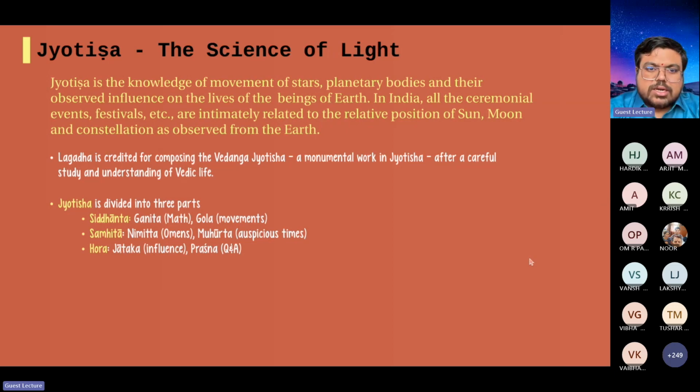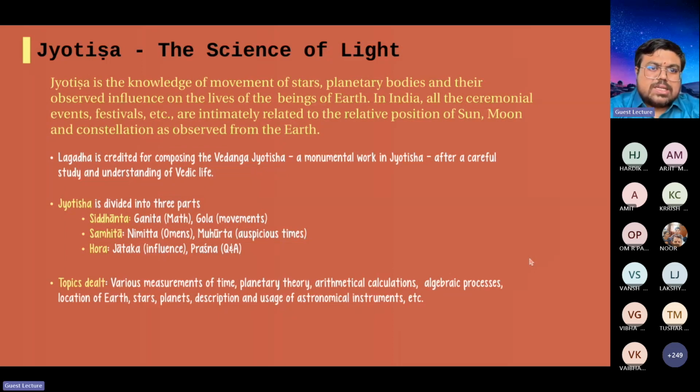Jyotisha is divided into three parts: Siddhanta, Samhita, and Hora. Siddhanta means the Ganita or the math part and the Gola or the movement parts, etc. Samhita deals with the Naimitta, the omens, Muhurta, the auspicious times, and other things. The Hora deals with Jataka, the influence, Prashna, the question and answers, and other astrological aspects.